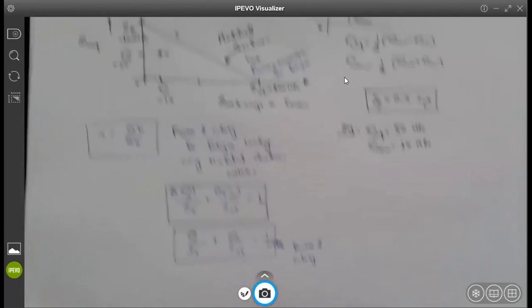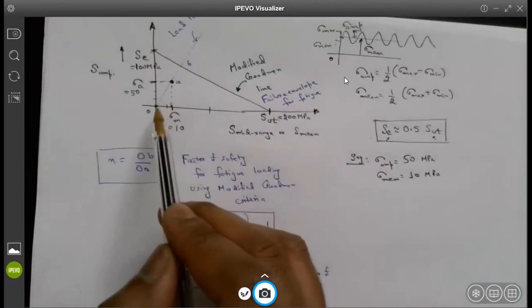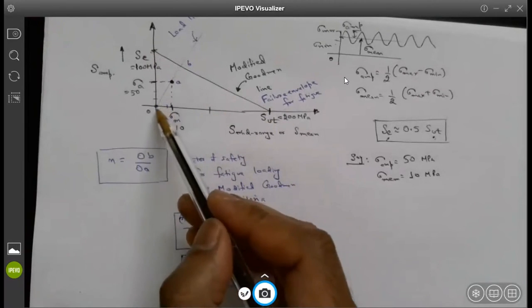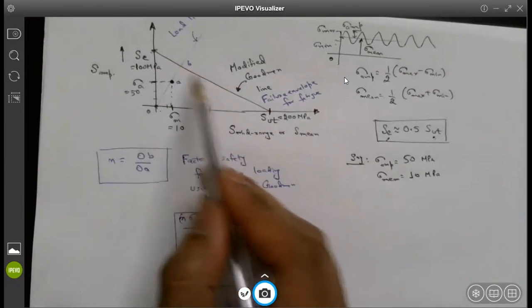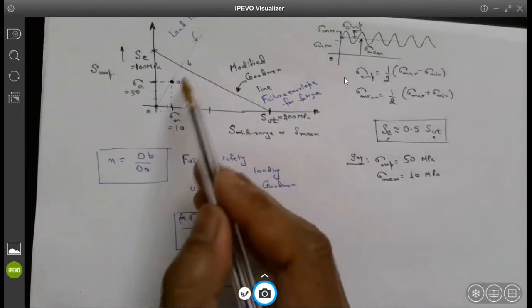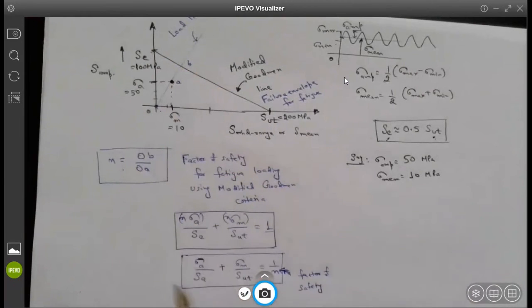So you can calculate the factor of safety either using this method graphically. You can plot the line and measure the distance from O to the point where it intersects this straight line. That is your OB. Length OB divided by the length of OA will give you the factor of safety, or you can use this equation to calculate the factor of safety. Both will give you the same answer.